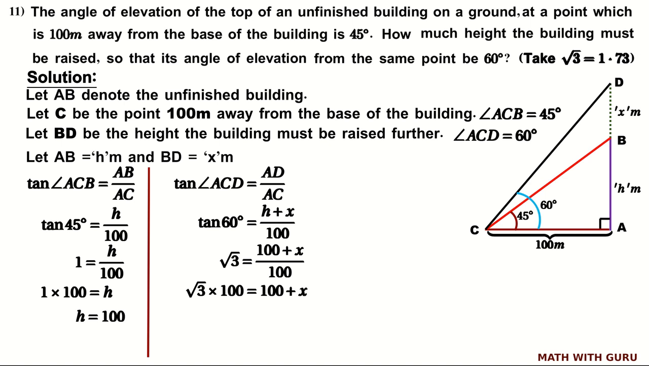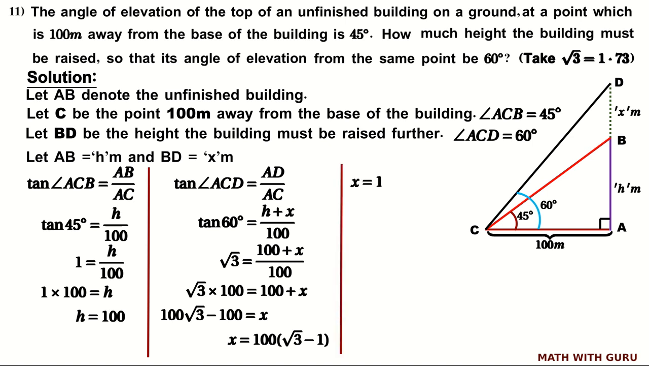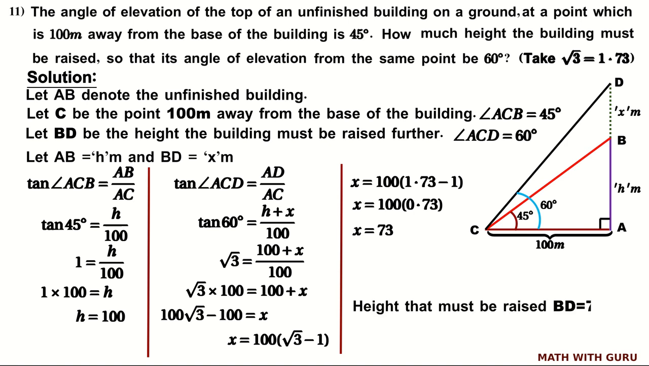Bring 100 to the left hand side. Root 3 into 100 equals 100 plus X. 100 root 3 minus 100 equals X. 100 is a common factor: X equals 100 into root 3 minus 1. X equals 100 into, value of root 3 is given 1.73, minus 1. X equals 100 into 0.73. X equals 73. Height that must be raised BD equals 73 meters.